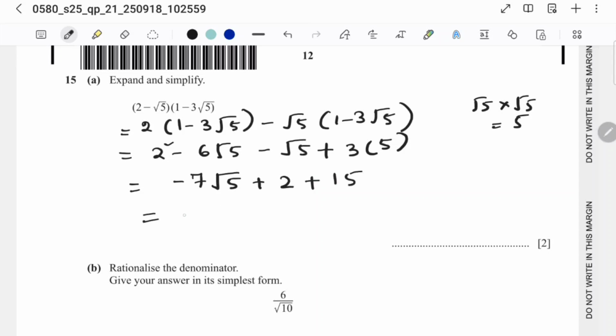2 and 15 together will become 17. Okay, so minus 7 square root 5 plus 17. So we can write down 17 minus 7 square root 5, 2 marks question.